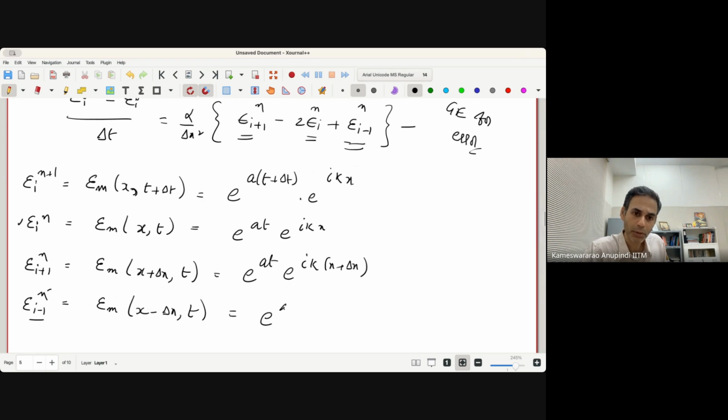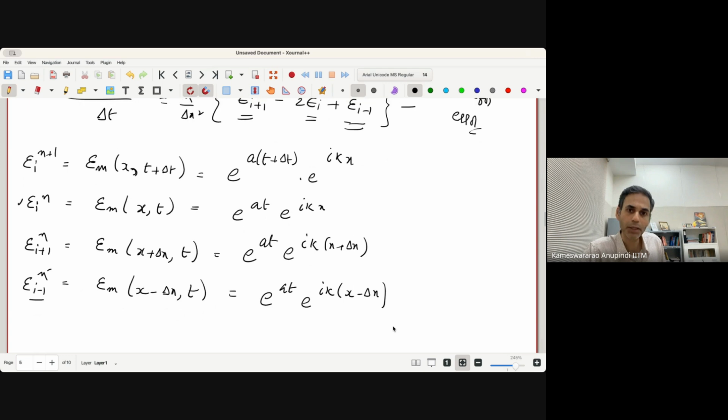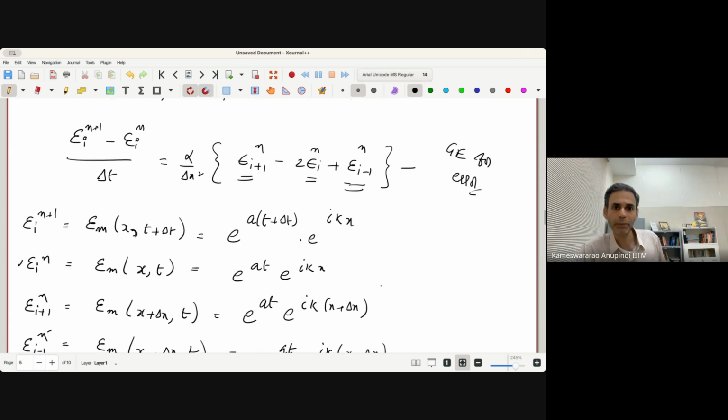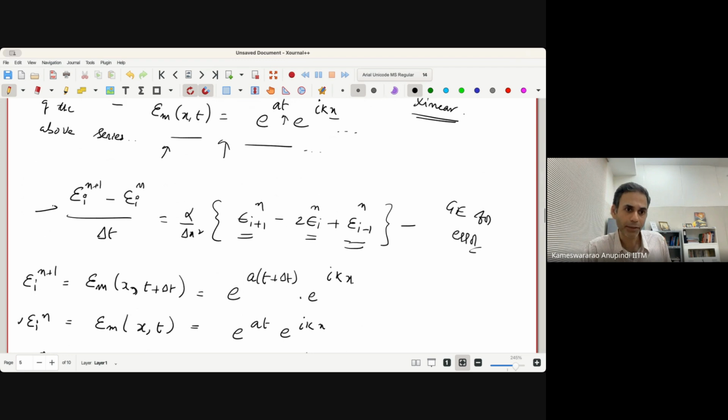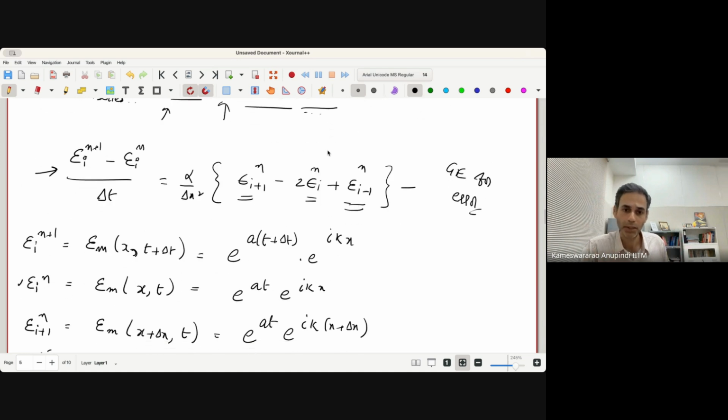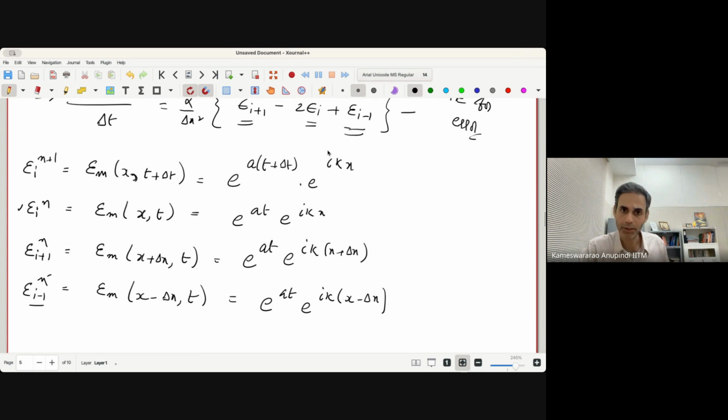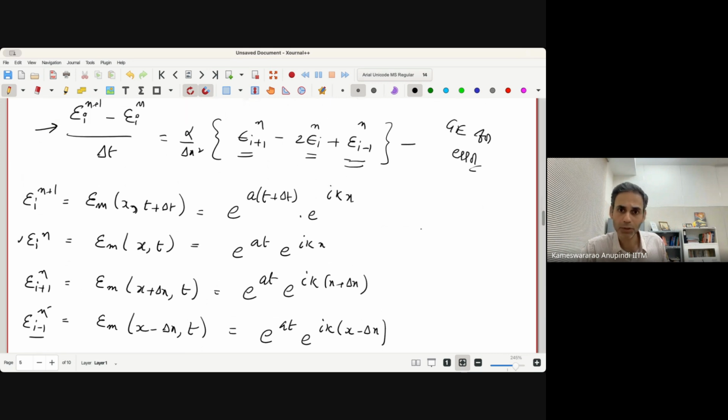So this is going to be e to the power at, e to the power ik, in place of x, I'm substituting for x minus delta x. Okay. So that means I'm able to identify each and every variable in this thing. That means the error at different grid locations from this model for error that I have assumed, by valid arguments. Now I'm going to substitute for all these quantities into this equation.